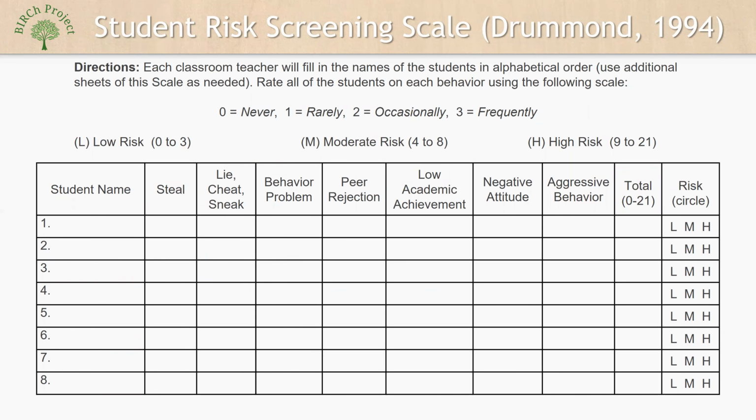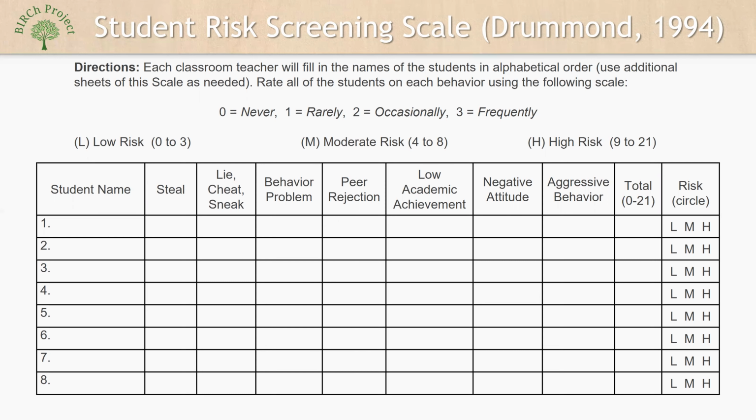This is just one example of the Student Risk Screening Scale. I give you this example because it's slightly different than some of the other screening tools. The majority of individual ratings use one form per student, so that I fill out a brief rating scale for each student in a particular class.